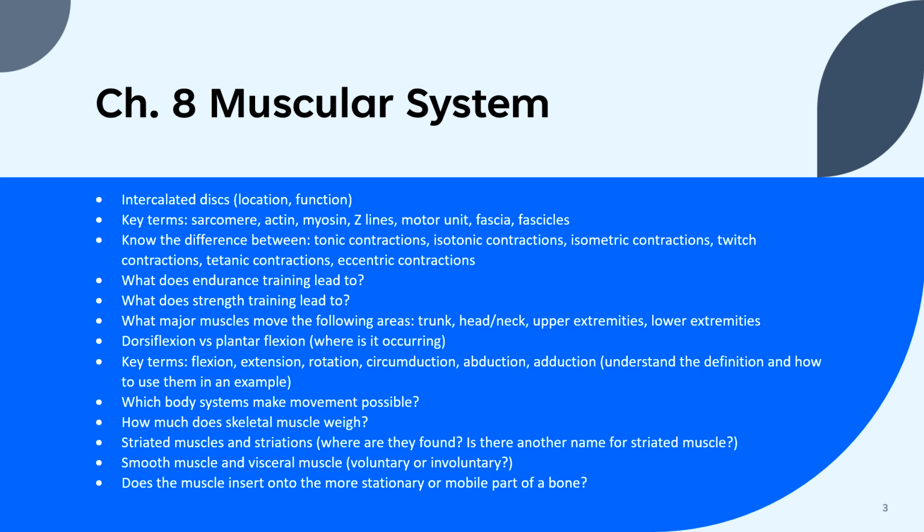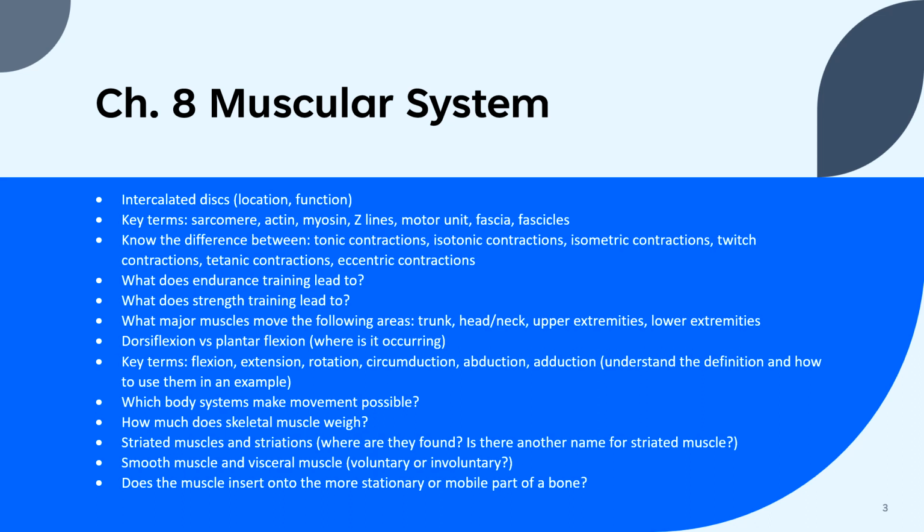Key terms to know: sarcomere, actin, myosin, Z-lines, motor unit, fascia, and fascicles. Let's start with sarcomere. You can see that on the bottom of page 153. We know that the sarcomere is the basic functional or contractile unit of skeletal muscle. We understand the contraction of a muscle causes two types of myofilaments to slide towards each other, shortening the sarcomere and therefore the entire muscle. But when a muscle is relaxed, sarcomeres remain at their resting length and the filaments maintain their resting positions.